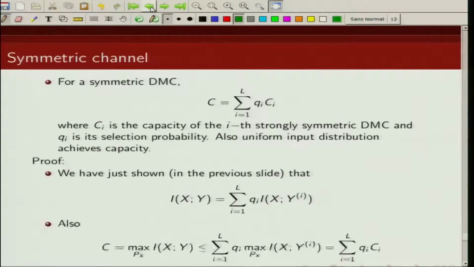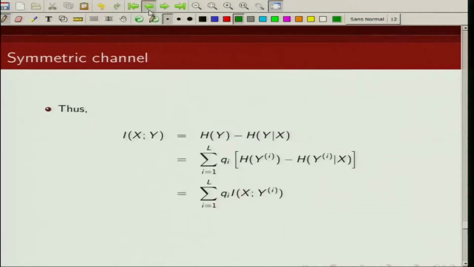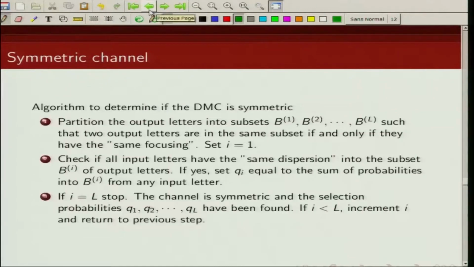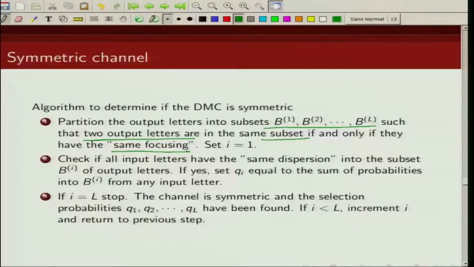If you recall and go back, the first step is we are partitioning them into subsets B1, B2, ..., BL such that two output letters are in the same subset if they have the same focusing. So in our example, the output letters 0 and 1 have the same focusing, and delta has a different focusing, so that is kept in a different subset. So B1 consists of output symbols 0 and 1, and B2 consists of delta.